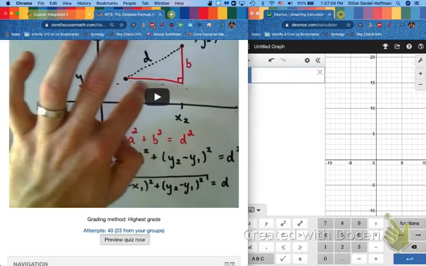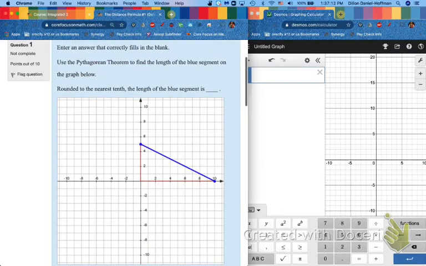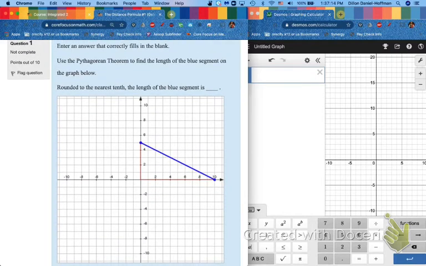So hit preview quiz now. Have your Desmos calculator up on the right, as always. And let me just show you how this works. So number 1 and 2 are intentionally built this way to use the Pythagorean theorem to sort of prove to yourself what the heck's going on here. So you have this problem right here. We're going to solve for this blue line segment. How long is this? And we're going to use the 2 legs of this triangle that's been built on the x and y axes, and where the blue segment is the hypotenuse, to solve for it.